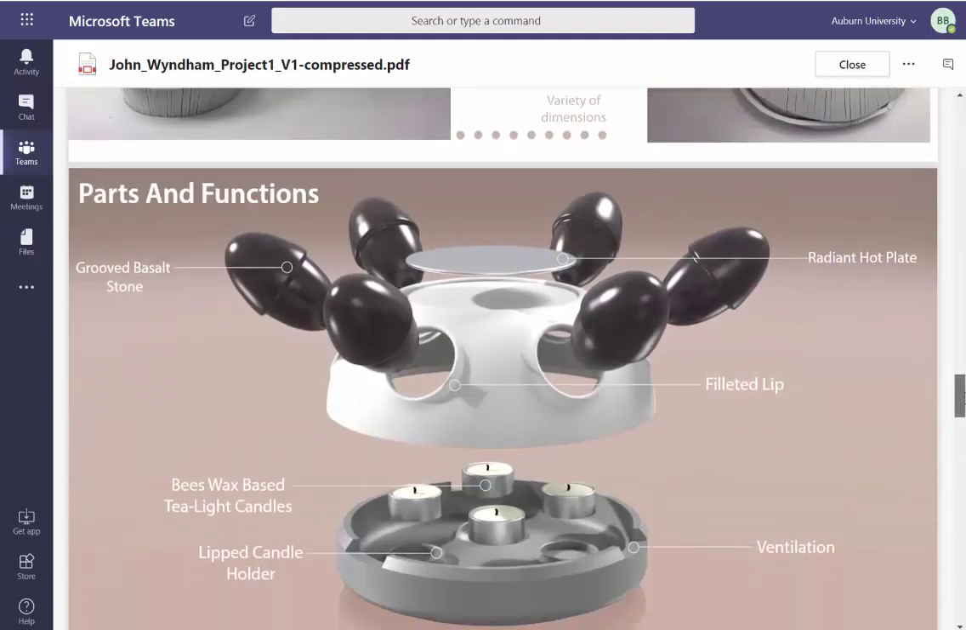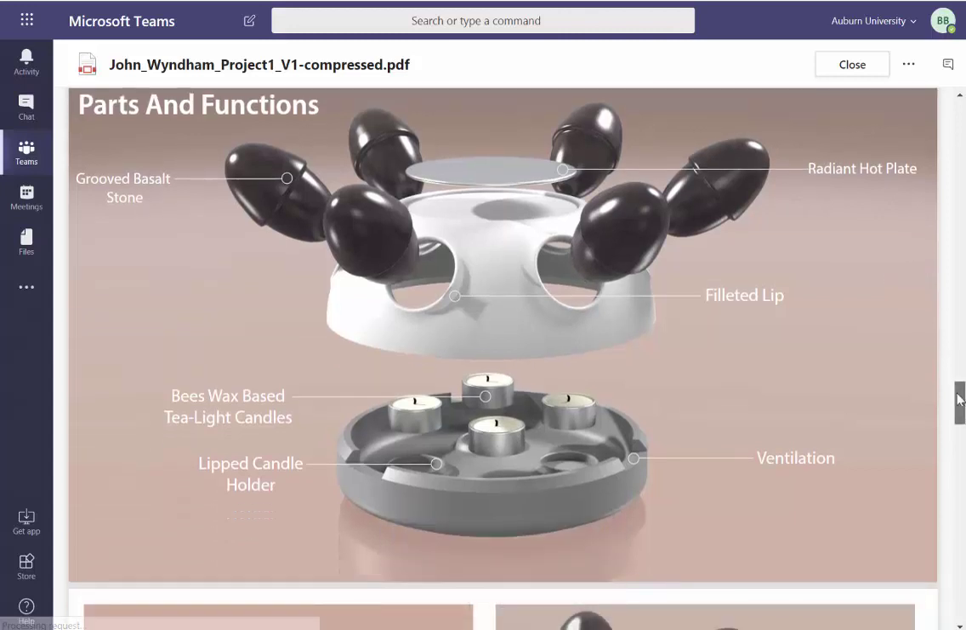I'm kind of curious, do I want a sequence of views on this? Maybe, maybe not. One thing that I'm missing is I want to see use of the radiant hot plate, and I want to see somebody lifting up this top cover and lighting them. I'm not sure if that's necessary, but in terms of function, I want to see how it's used, and what it's used for.